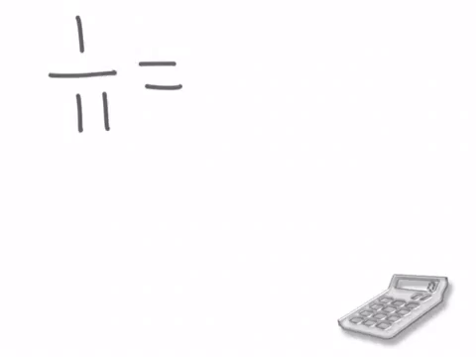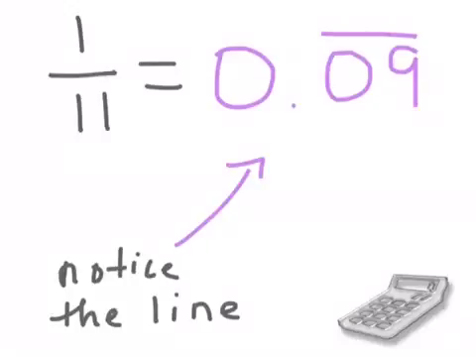Let's have a look at this example. If I have 1/11, on my calculator I can type in 1 divided by 11. When I do so, I'm going to get the number 0.0909090909, and it seems to be repeating forever. And the way I write that is 0.09, or 9 hundredths, with a line over it to indicate that the 9 hundredths keep repeating.